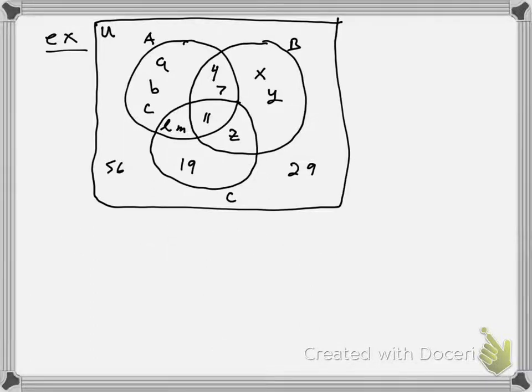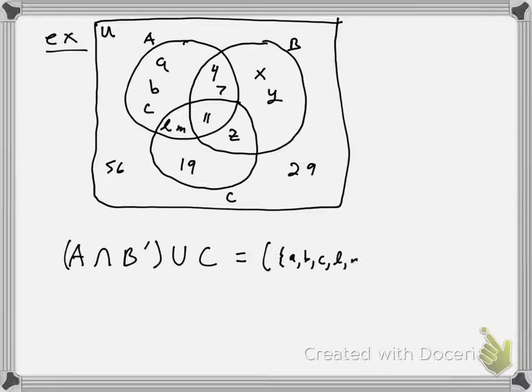Okay, let's look at A intersected with B complement, unioned with C. So here's how I do this problem: I first find, let's actually write this out in set notation. So let's put the parentheses right here, and let's write A down, which we already have done. A, B, C, L, M, 11, 4, 7. Order doesn't matter. We're going to union that.